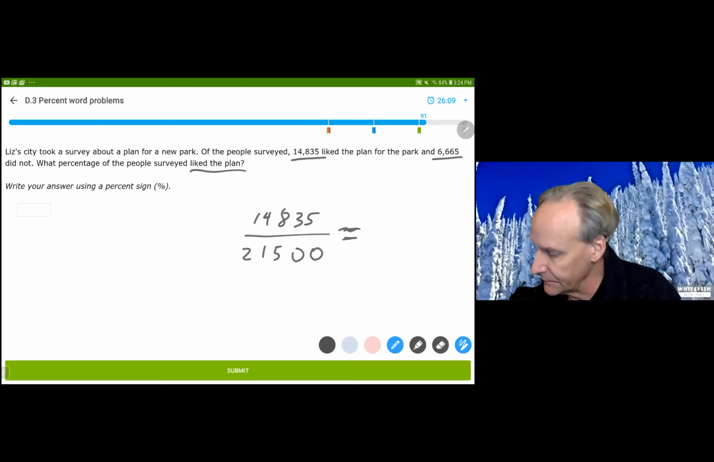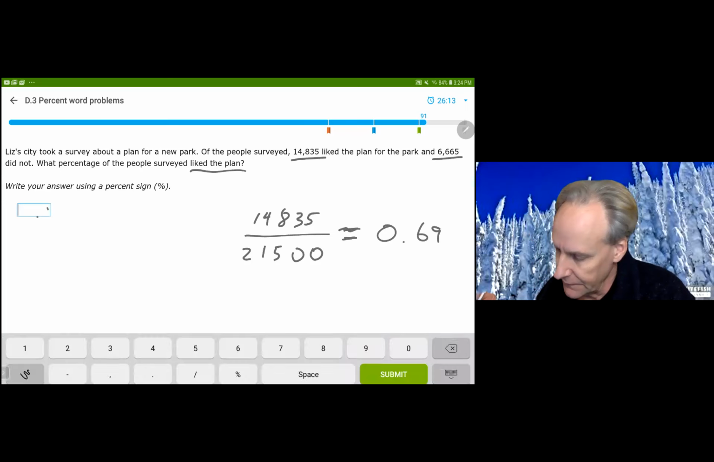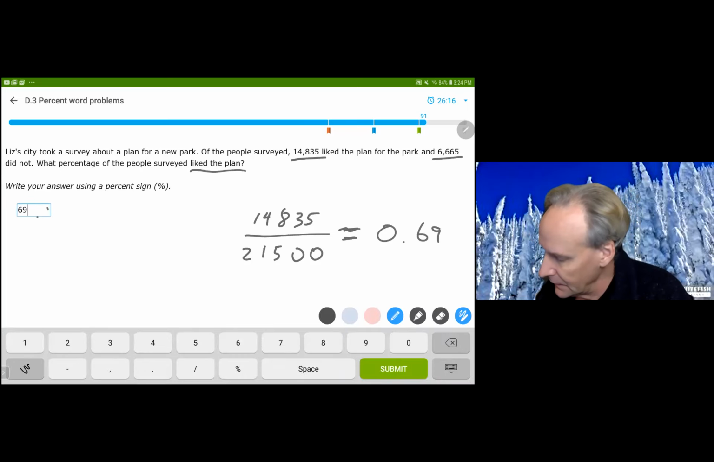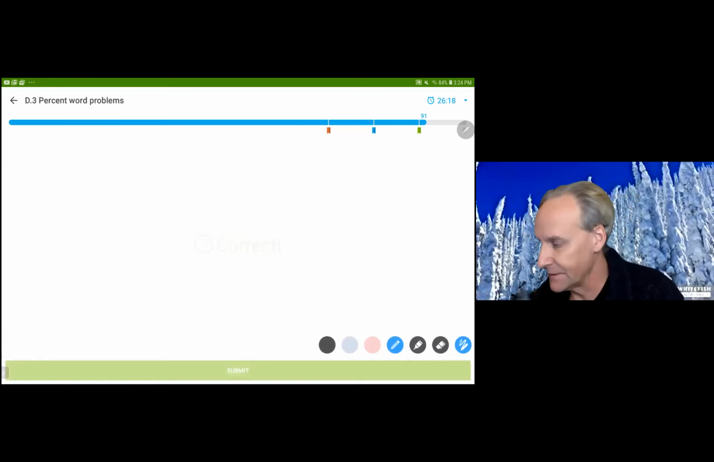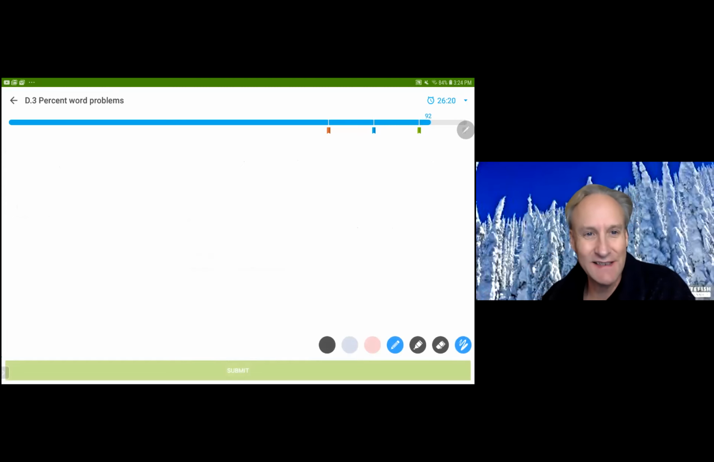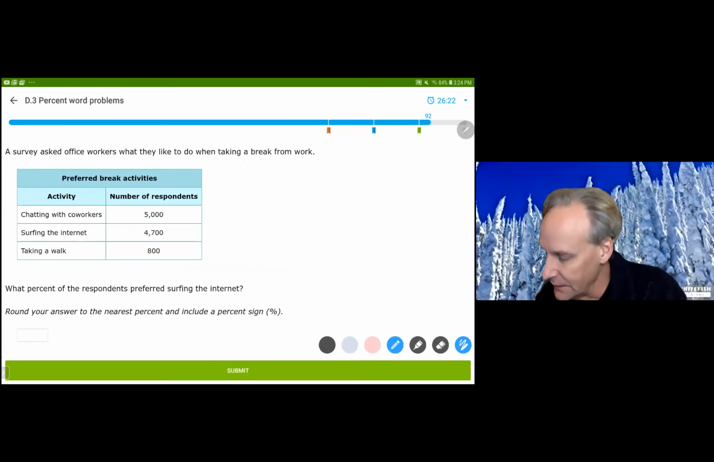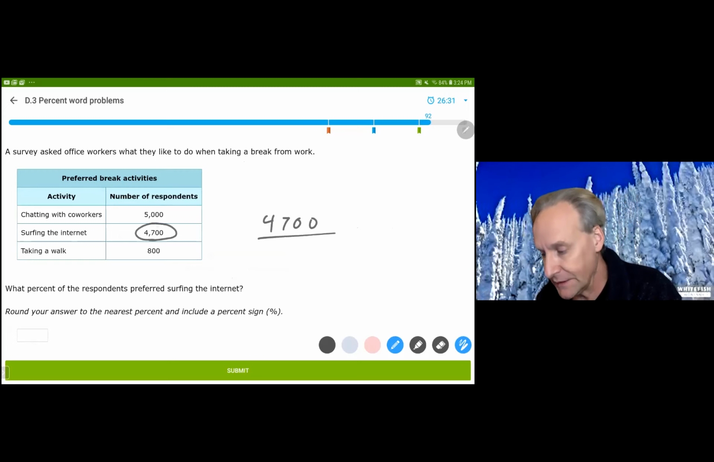Well, it's exactly 0.69. That is 69%. And I am spending too long on this, so I'm going to go ahead and get this one done. Let's see here. What percent preferred surfing the internet? That's 4,700. And remember, we have to add them all together to get the total. That is going to be 10,500.